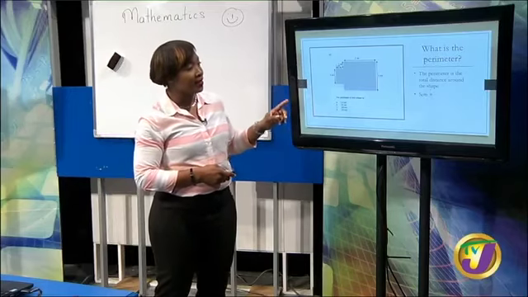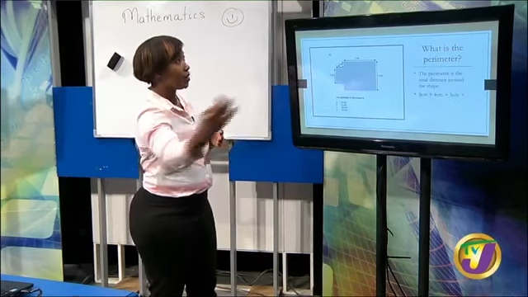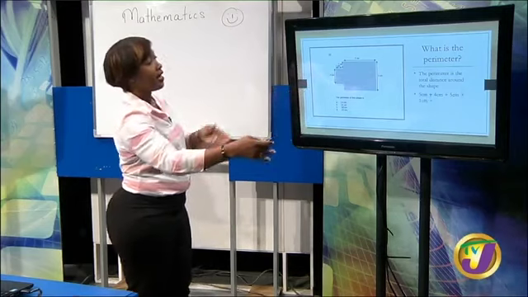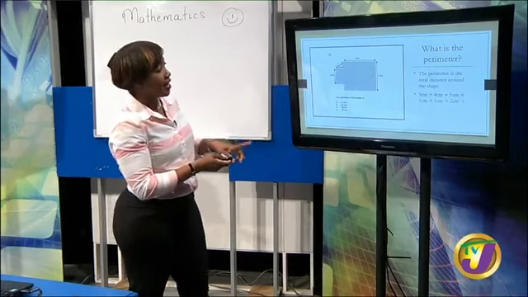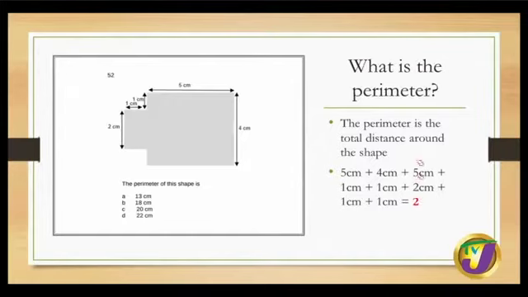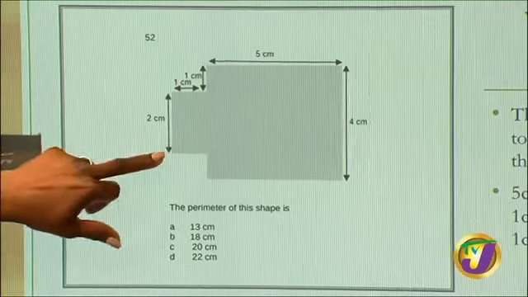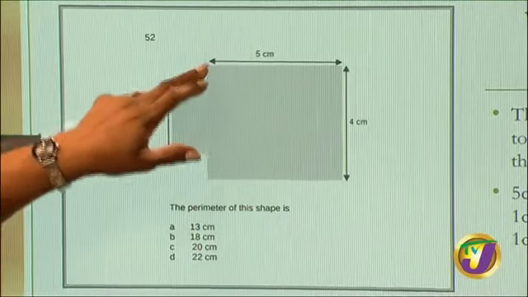So we have 5 centimeters at the top. We have 4 at that side, which, if you're looking at it, would be your right. Then below it is also 5 centimeters. And if you can see right here, this is 1 centimeter according to this diagram, and this is also 1. So that's 1, this is 2, this is 1, this is 1.